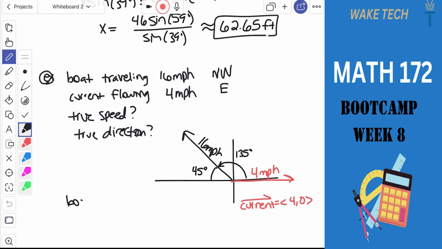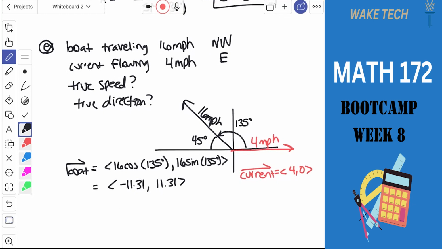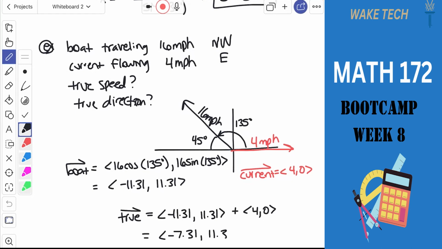So the vector for the boat is 16 cosine 135, 16 sine 135. And that gives us negative 11.31 with positive 11.31. And so the net vector, or the true vector, that's another way that you could see that. The true vector is found by adding those together. That gives us negative 7.31 with 11.31.